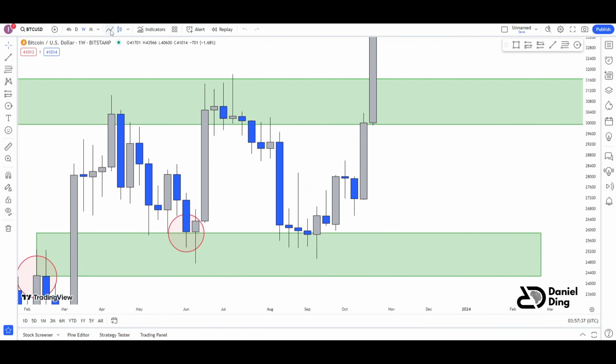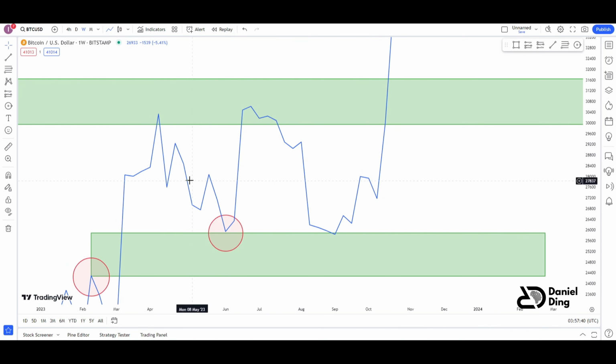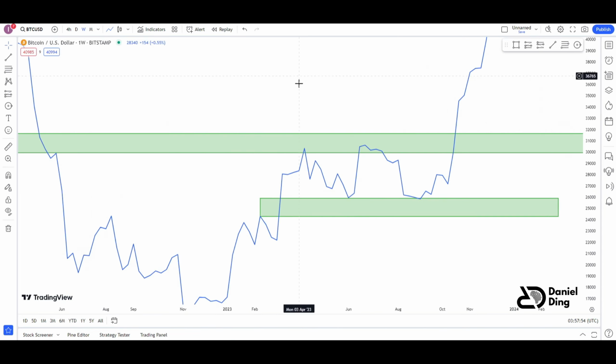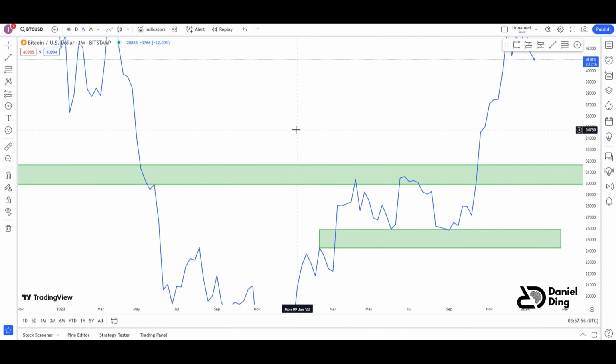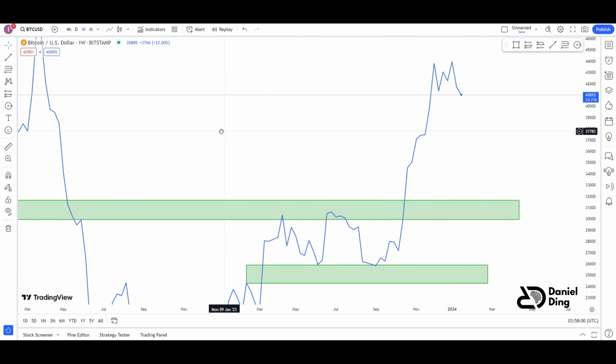So this is the reason why I don't use candles. Yes, I do use candles, but on my second stage of analysis. My first stage of analysis, I will use a line chart. I always start with the line chart.